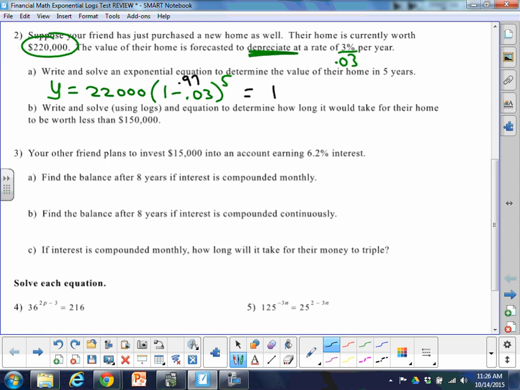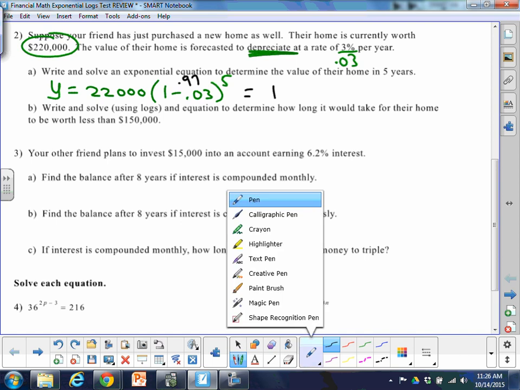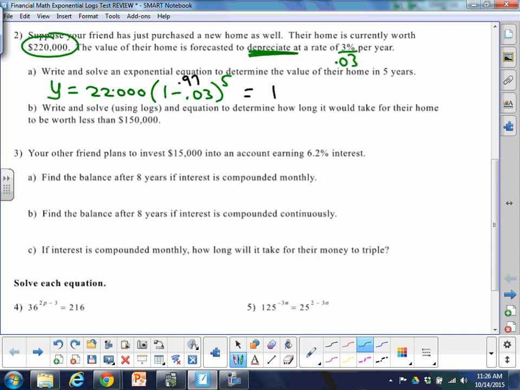oops, I think I missed a 0. It's 220,000 in there. Let me fix that up real quick. 220,000 times 0.97 to the fifth. All right, I'm getting 188,921 and 49 cents. Okay.